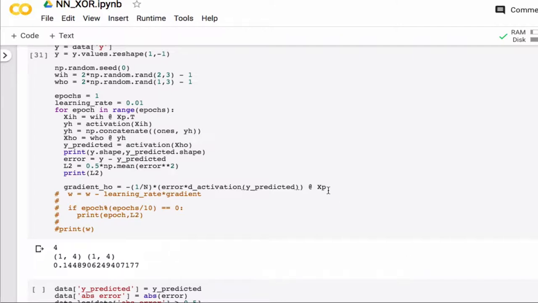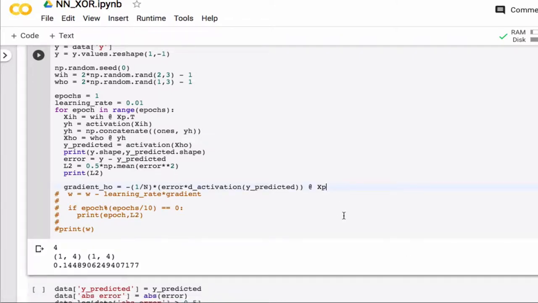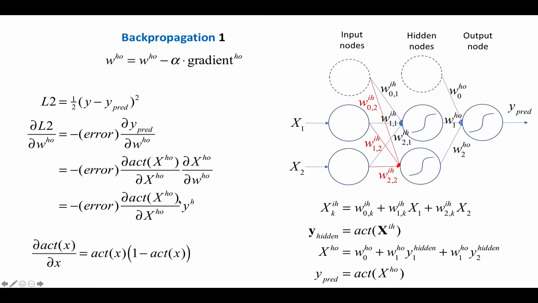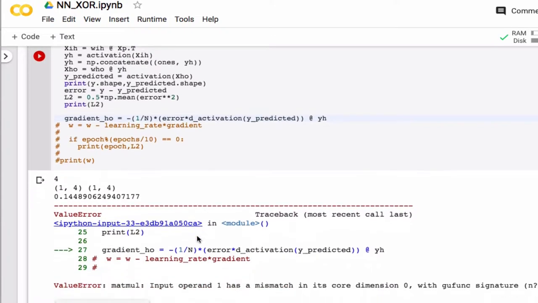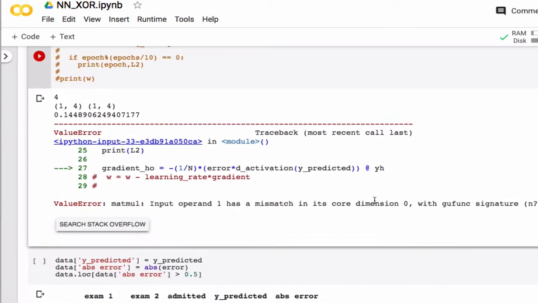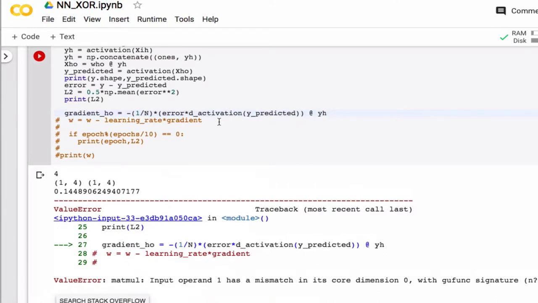No, that needs to be multiplied by y hidden. Let's just go back and check. Right, that needs to be multiplied by y hidden. Okay, let's see if that works. Yeah, mismatched dimensions. Okay, so let's play the dimension game.